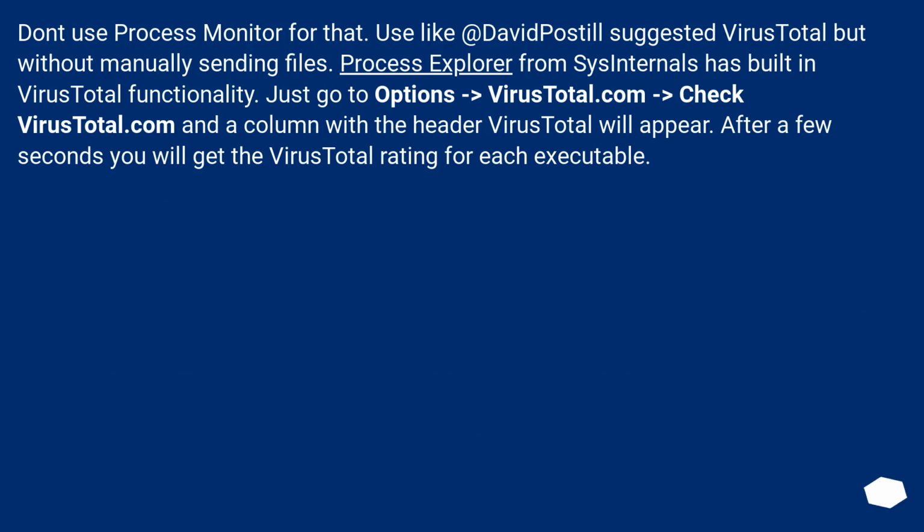Don't use Process Monitor for that. Use, like David Postill suggested, VirusTotal, but without manually sending files. Process Explorer from Sysinternals has built-in VirusTotal functionality. Just go to Options > VirusTotal.com > Check VirusTotal.com and a column with the header VirusTotal will appear. After a few seconds you will get the VirusTotal rating for each executable.